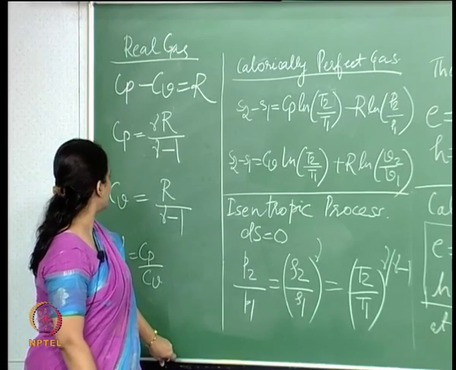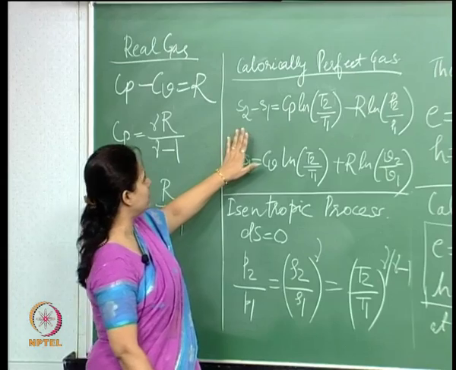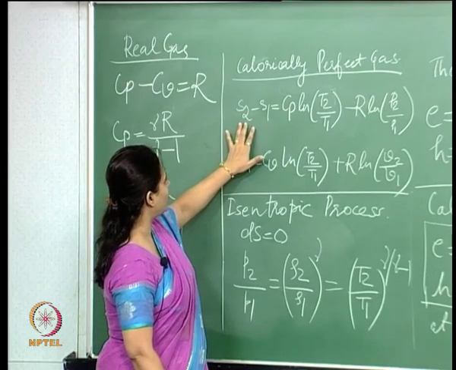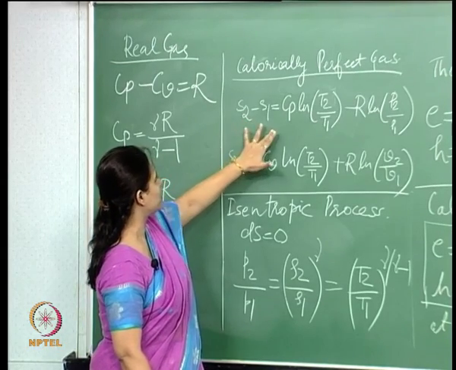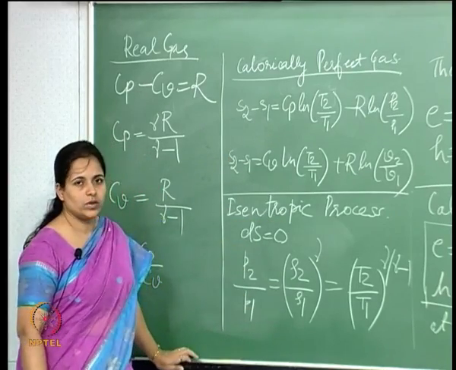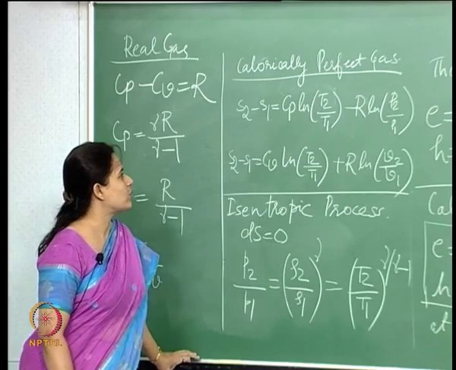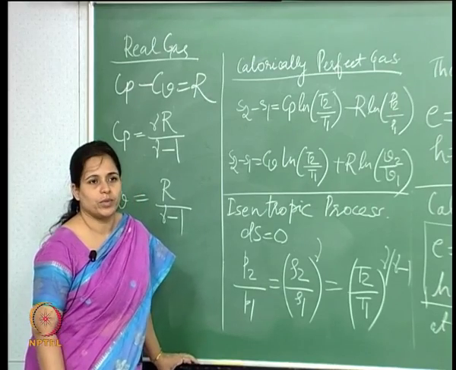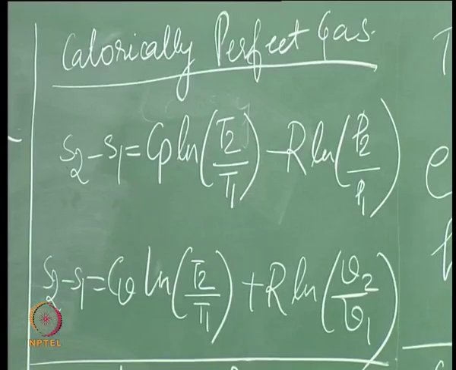Now, one more thing to ask here is, what do we mean by this? What do these subscripts mean, 2, 1 here? I seem to be writing that everywhere. What do these mean? S2 minus S1, T2 by T1, P2 by P1. What does that mean?